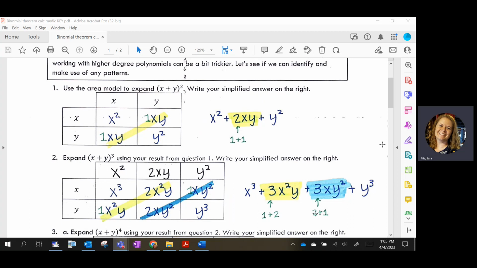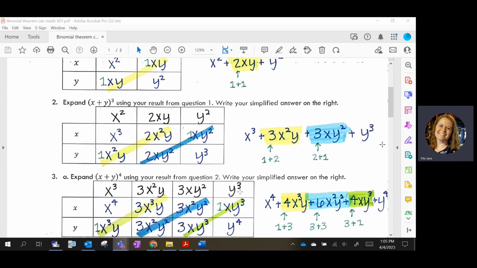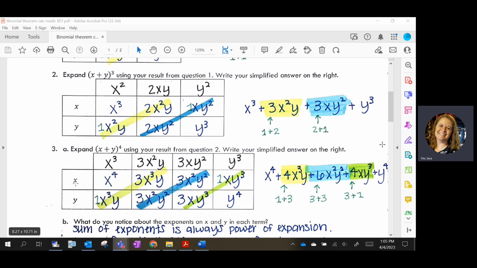All right, and then they say, okay, well, what about if we raise it to the 4th power? So we take this answer of the cubed, and I put it across the top, and I multiply it by another (x + y). Okay, and so here's my area model filled in. I've highlighted like terms that I'm going to combine when I simplify this, and I end up with x to the 4th plus 4x cubed y plus 6x squared y squared plus 4xy cubed plus y to the 4th. Is everybody okay with those?